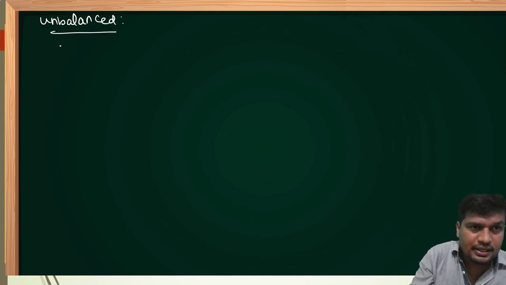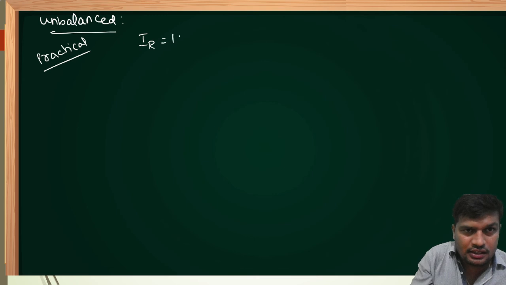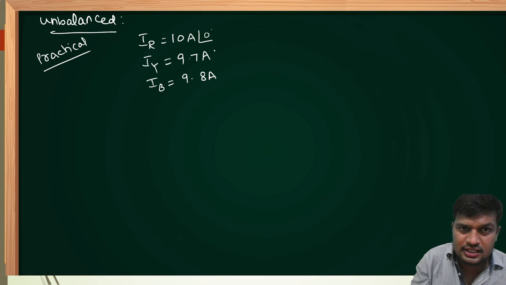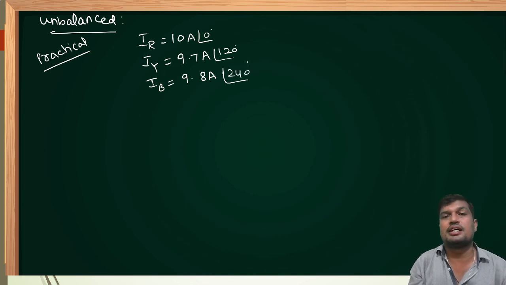In case of a practical power system, even though current in R phase is 10 amperes, Y phase slightly deviates, let's say 9.7 amperes. B phase slightly deviates, let's say 9.8 amperes. R phase, if you take as reference, is at 0 degrees. Y phase with respect to R phase is displaced by 120 degrees. B phase with respect to R phase is displaced by 240 degrees.